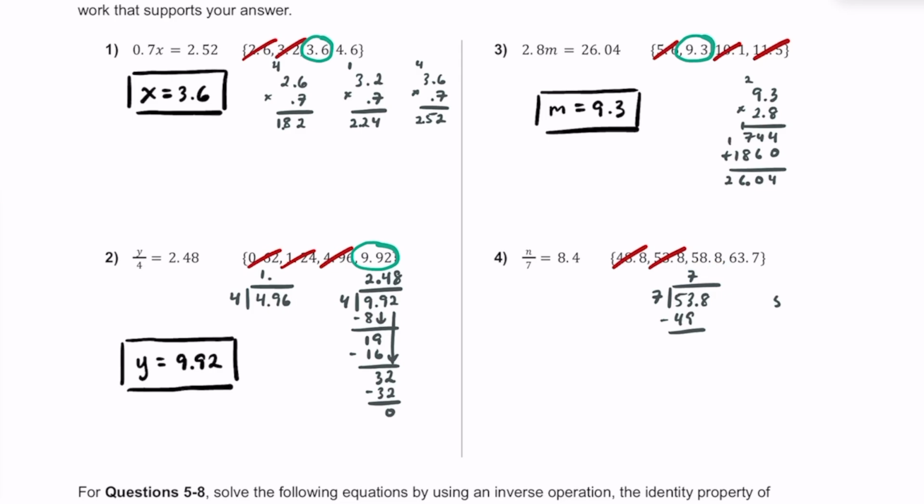If we take the 58 and 8/10 and try dividing that by 7, let's see, 7 goes into 58 8 times. 8 times 7 is 56, so a remainder of 2. Bring down this 8, put the decimal up here. 7 into 28 is going to be 4 times. 4 times 7 is 28. You see we have a remainder of 0. So we do get this 8.4, which is matching our value on the right side of the equation. So we actually know that this 58 and 8/10 is our solution. And so we can say that n is equal to 58 and 8/10. That would be the solution to this equation.